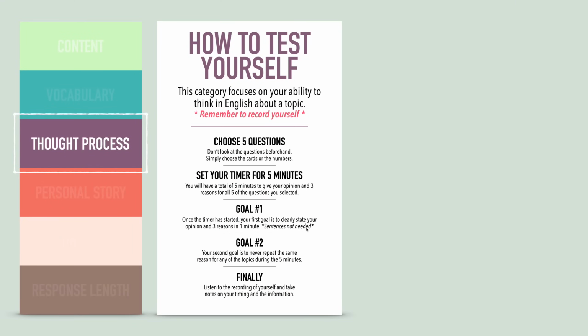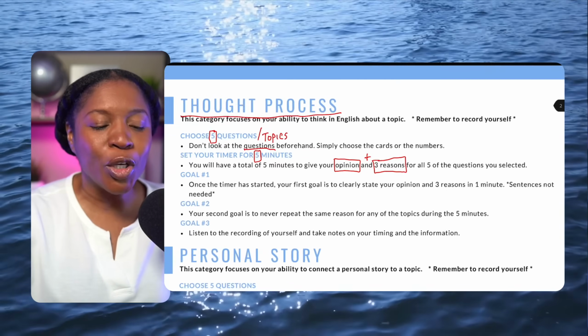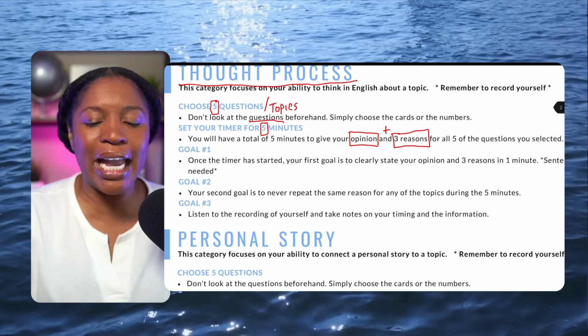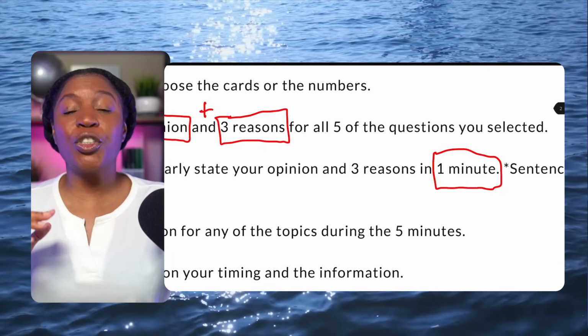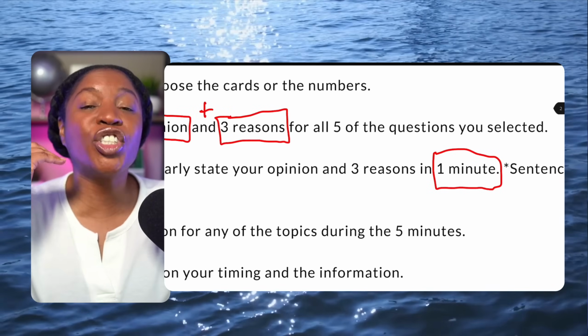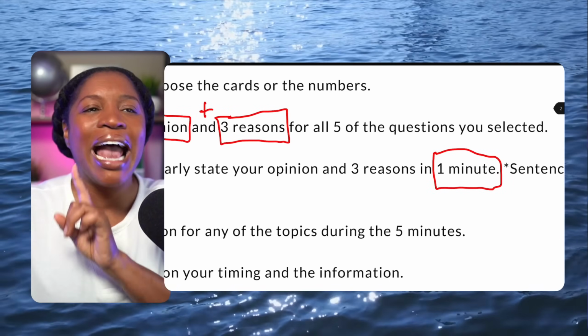So your first goal is, once the timer has started, you want to be able to clearly state your opinion and 3 reasons in 1 minute. That's right. You want to be able to do this in 1 minute. Now, I'll be very honest with you. This is going to be a challenge, but you're trying to see how fluent you are. 5 minutes or 5 questions, but each question you have 1 minute to give your opinion and 3 reasons.